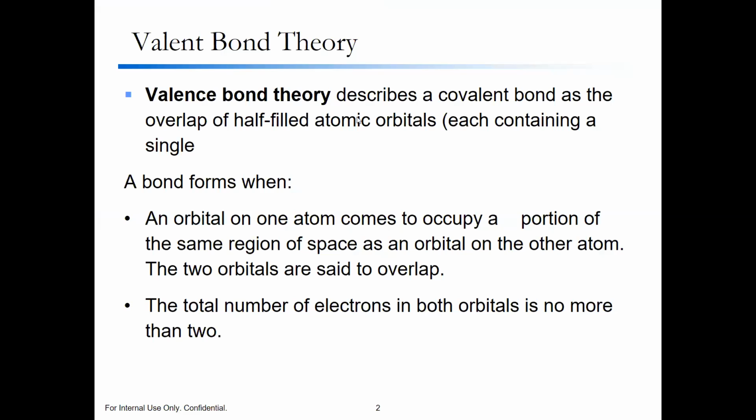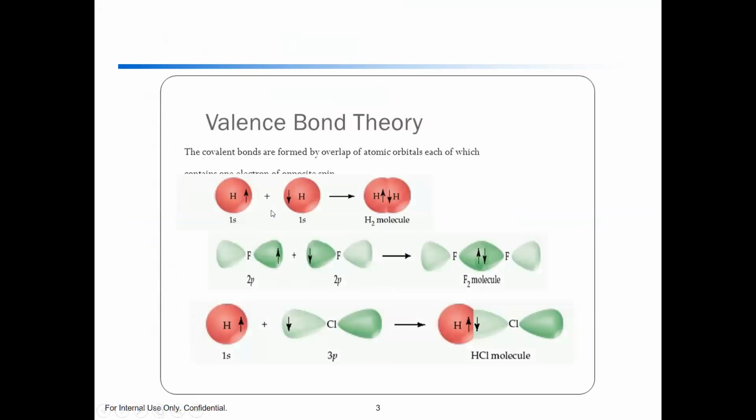It describes covalent bonding as an overlap of half-filled atomic orbitals containing a single electron. What the heck does that mean? Let's look at a picture. You can read all this on your own time. Valence bond theory is you have one valence electron on one atom, one valence electron on another one, and they're going to come together. So hydrogen, hydrogen, you have one electron in one 1s orbital, one electron in another 1s orbital, and they're going to come together.